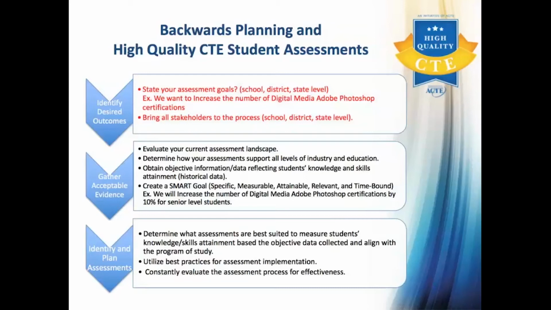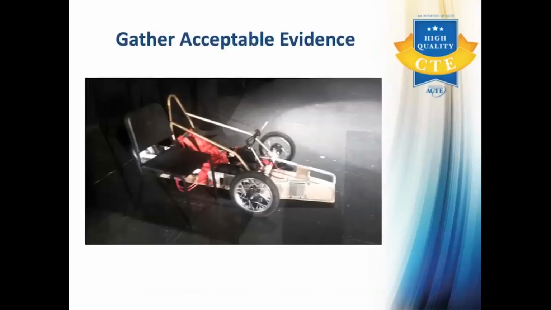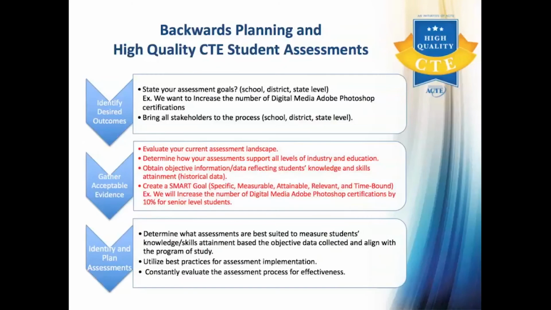So our next step is gathering accessible evidence. During step two, gathering accessible evidence, a person might evaluate your current assessment landscape and gather student evidence or data. Determining your assessment landscape is an important next step in the process.